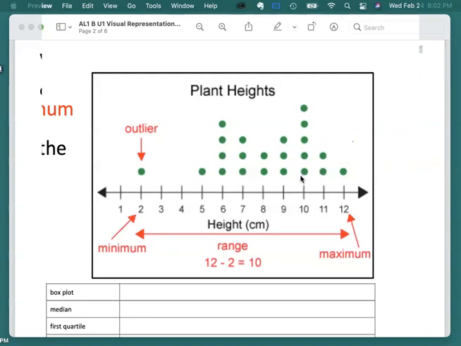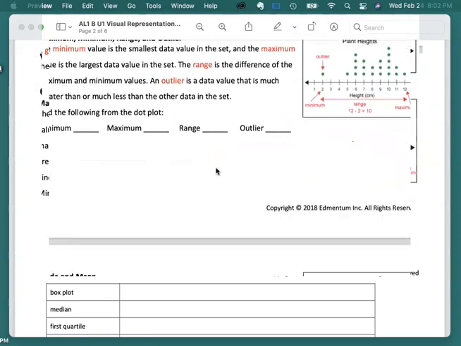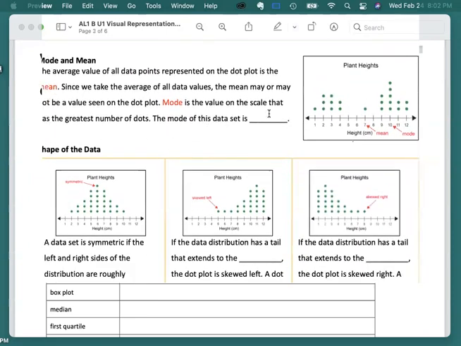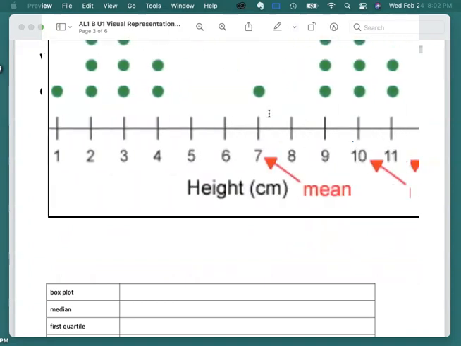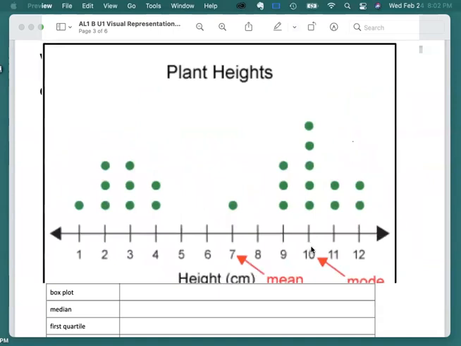If I were to go further, I could say that the mode is 10. It's the number that is repeated the most. And then you could find the mean and the median, but I don't think it's asking for that. Oh, here we go. Mode and mean. So like I said, the mode is the number that's repeated the most. So here 10 is repeated the most. There's more dots above 10 than anything else.